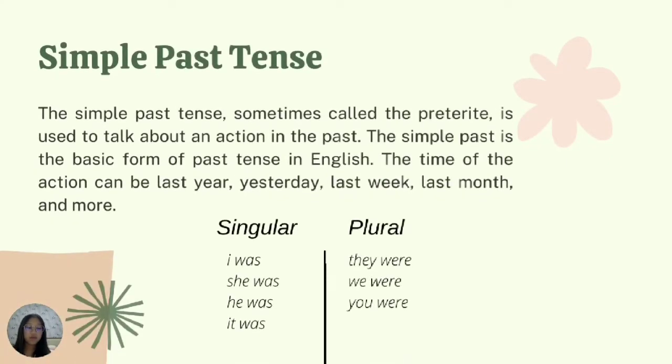Before we learn about the pronunciation of ed in past tense, we also need to learn about simple past tense. The simple past tense, sometimes called the preterite, is used to talk about an action in the past. The simple past is the basic form of past tense in English. The time of the action can be last year, yesterday, last week, last month, and more. For a singular, we use was, like I was, she was, he was, and it was. For a plural, which is more than one, we use were, like they were, we were, and you were.